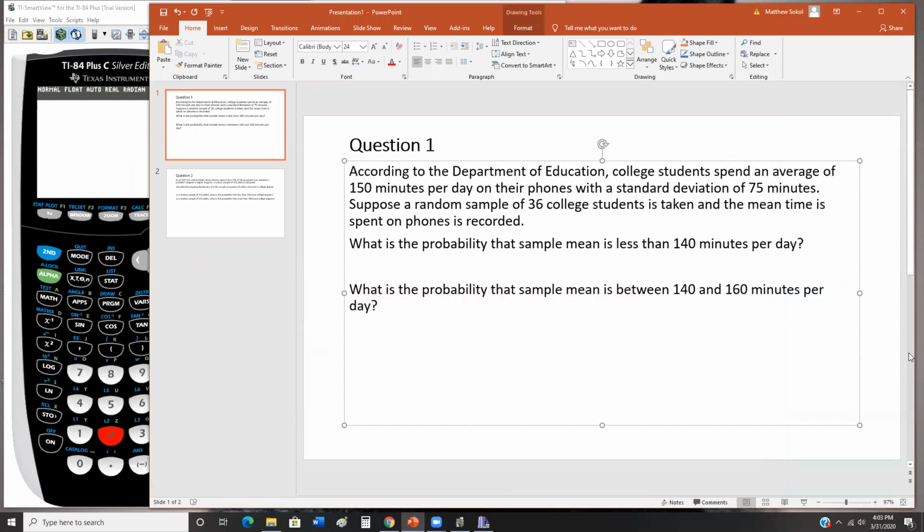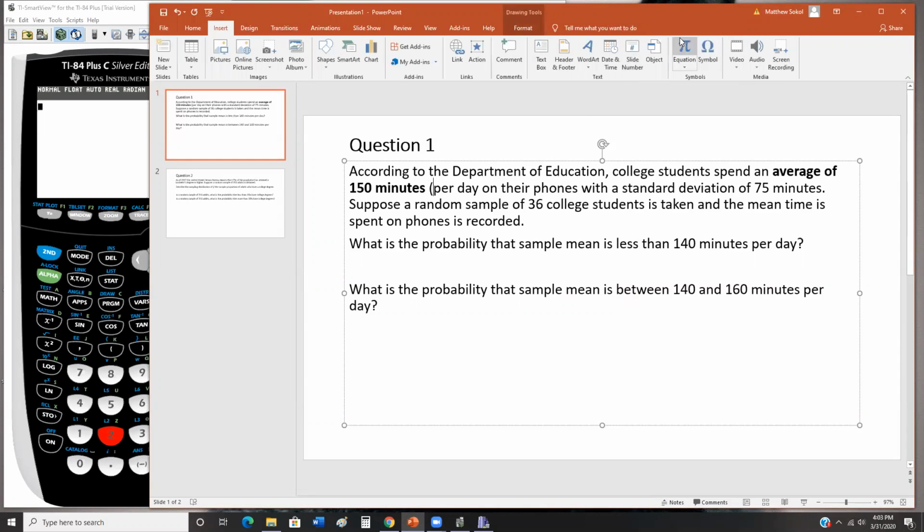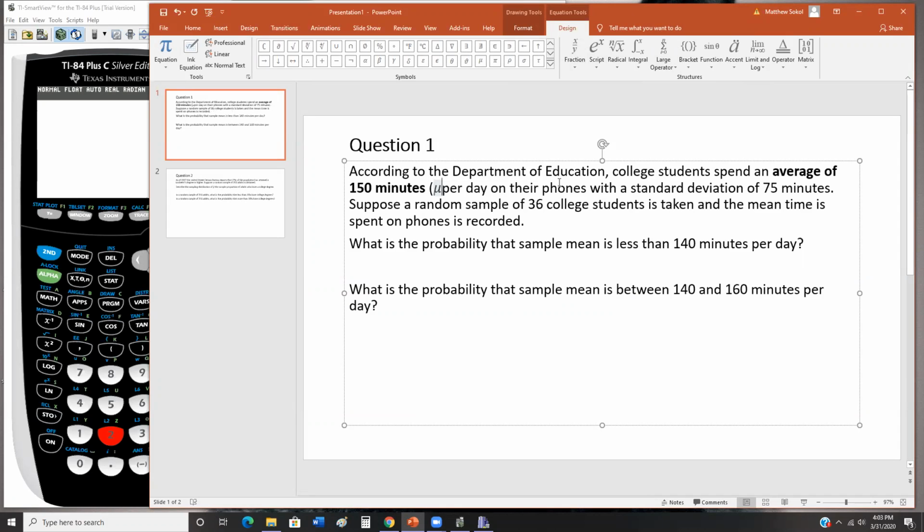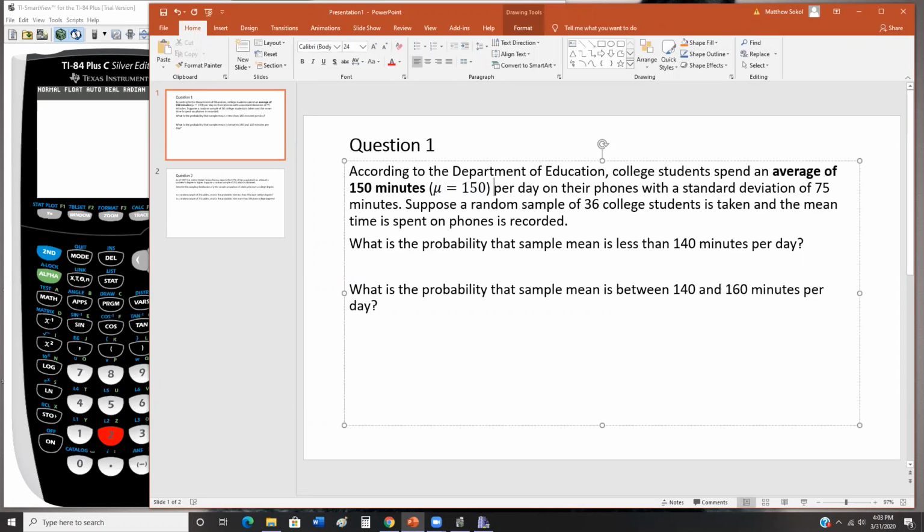Okay. So here's question 1. Question 1 goes like this. According to the Department of Education, college students spend an average of 150 minutes on their phones per day. So that's the average right there, okay? So just to help see a little bit here, what I'm saying here is that the population mean for how much time college students spend on their phone is 150 minutes per day, okay?